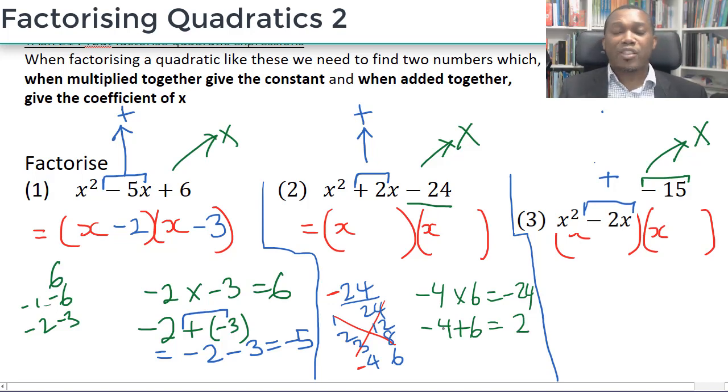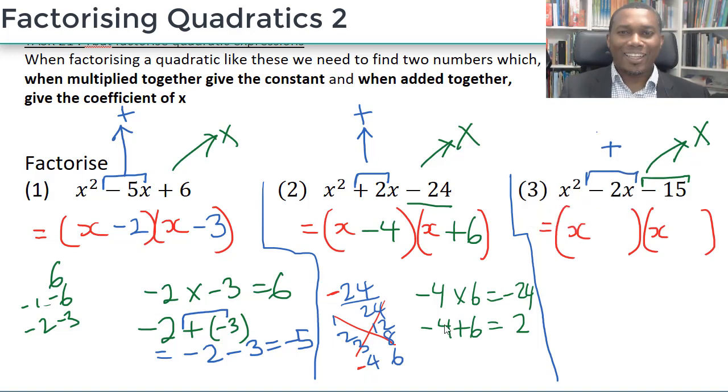If I start at minus 4 on the number line and I go up 6, I'll get a positive 2. So my numbers are minus 4 and positive 6. That's the factorization there. If you expand that bracket, you will get x squared plus 2x take away 24. On to the last one.